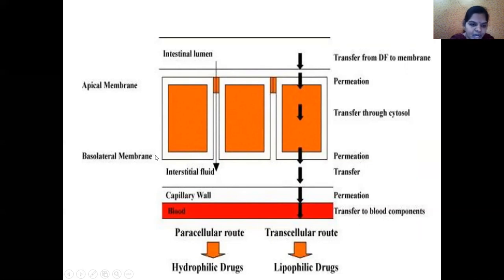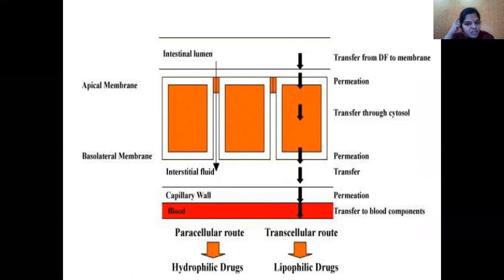Here this is the basolateral membrane and this is the apical membrane. These are present in the intestinal lumen. Once your hydrophilic drug enters the lumen, it goes directly to the interstitial fluid through blood capillaries, through the paracellular route, and enters the plasma. In the case of a hydrophobic or lipophilic drug, it follows the transcellular route. It enters, permeation and transfer of your drug, then transfer into the blood components, and finally it reaches the plasma.